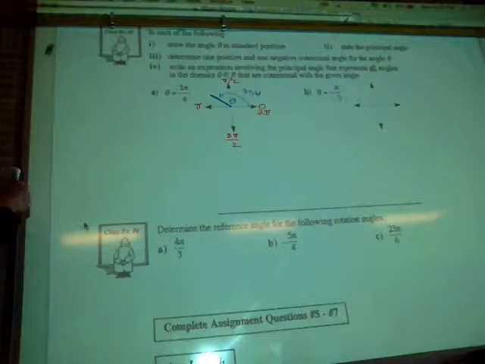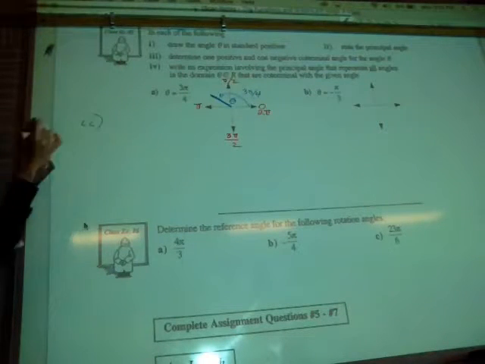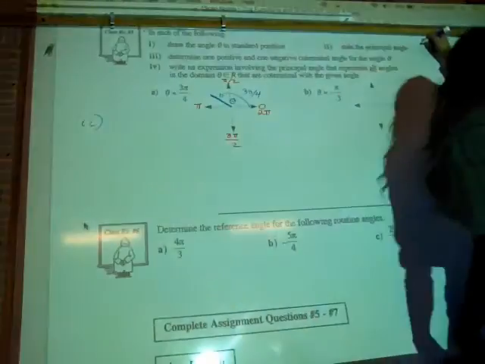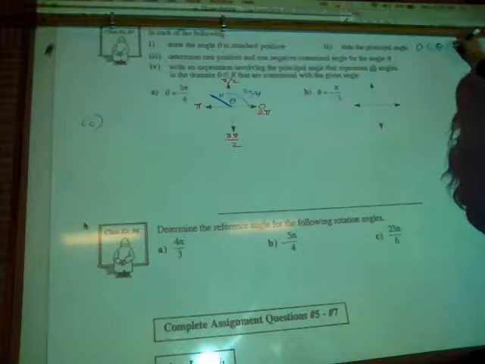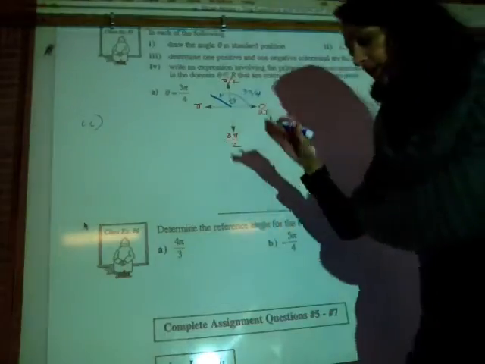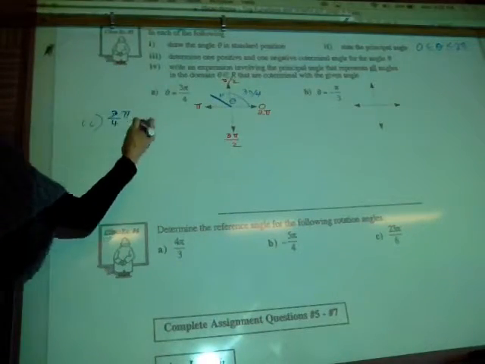So for part 1, we've done that. Part 2, stating the principal angle. Do we have an angle between 0 and 360 degrees? Or in terms of radians, do we have an angle between 0 and 2 pi? Yeah, okay, we've got that already. So our principal angle will be 3/4 of pi.